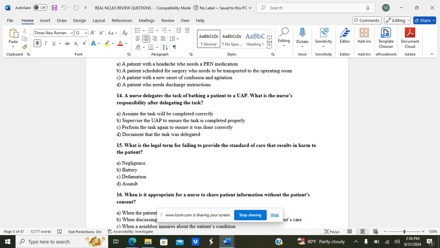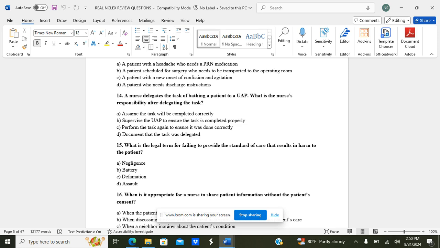Wow, this is the choice. Why? Because the answer to this question is in the question. This is a nurse delegating the task of bathing a patient to a UAP. The UAP is the keyword. Therefore, choice B says supervise the UAP to ensure the task is completed properly.